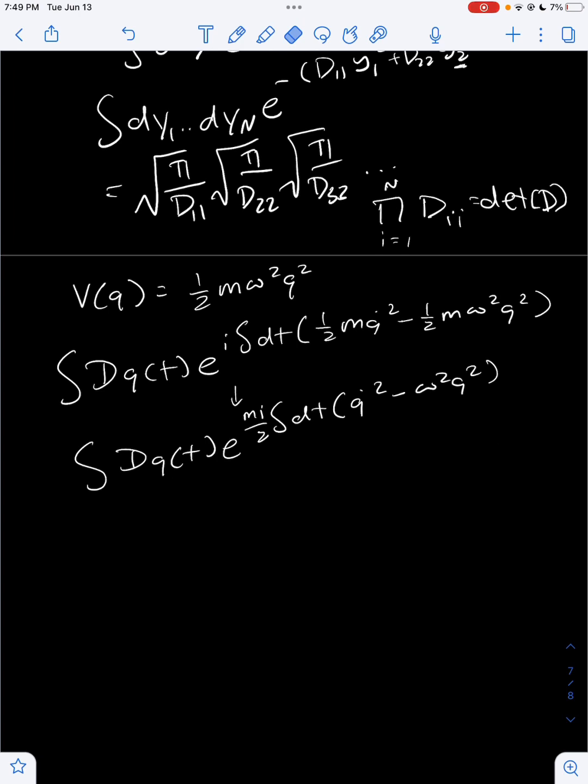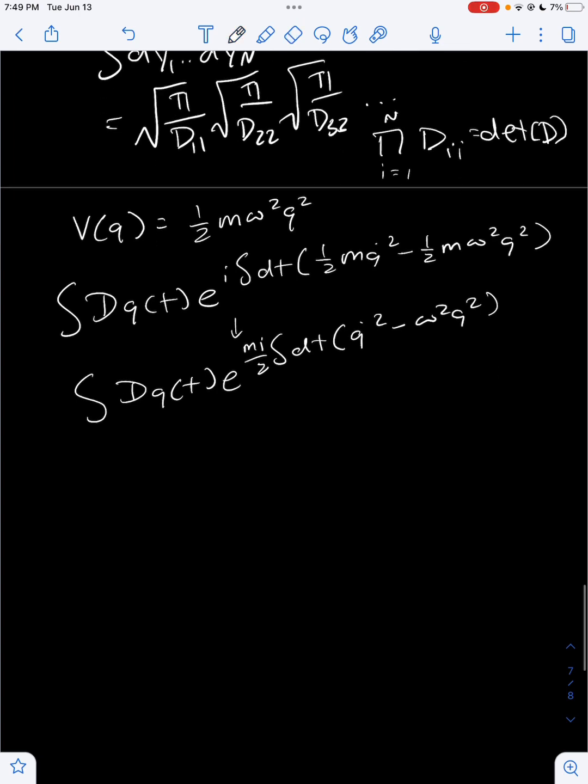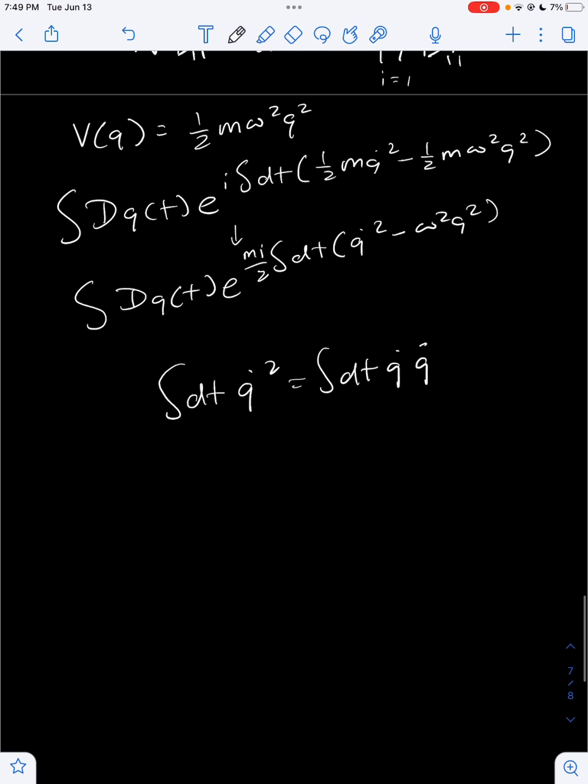So what we can do is integration by parts in this integral over here. Just focusing on this integral right over here, we see that we have the integral of dt of q dot squared for this one over here. Now we can write this out as the integral of dt q dot times q dot. And now we can use the DI method, which is integration by parts really.